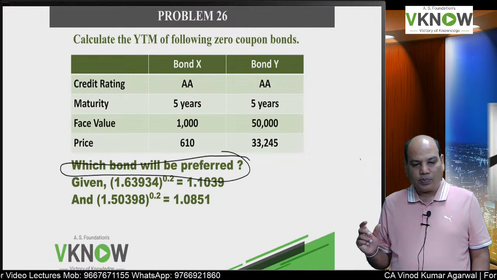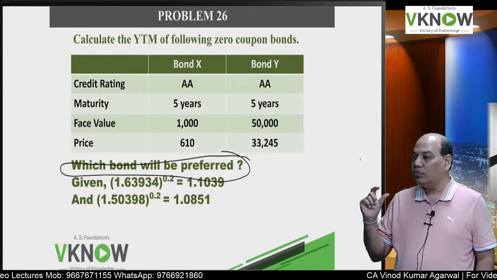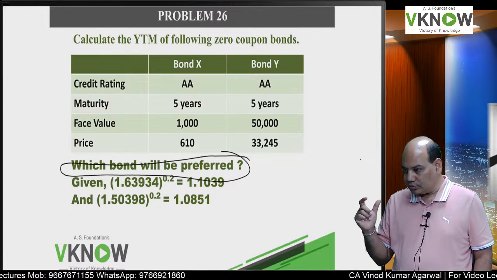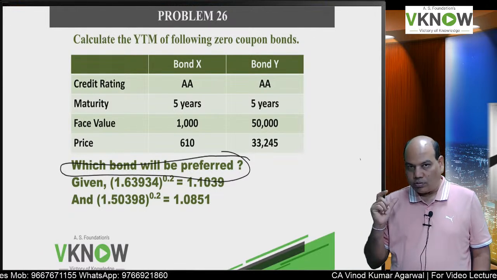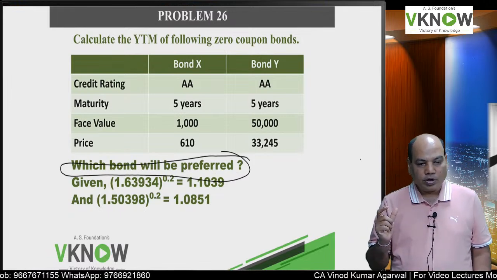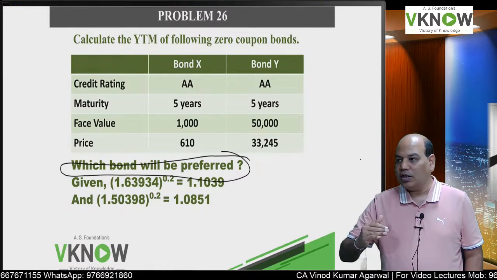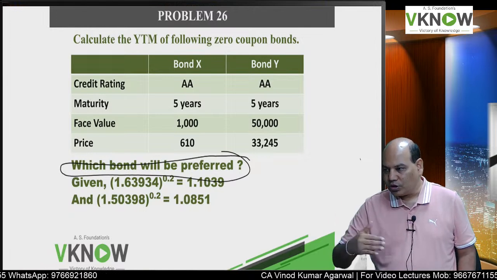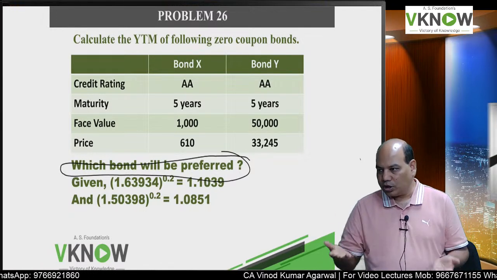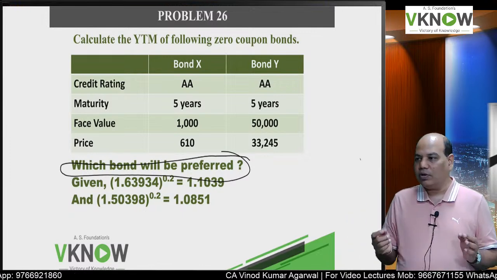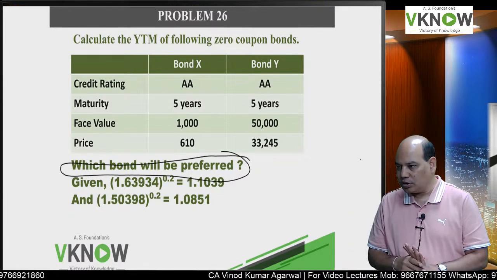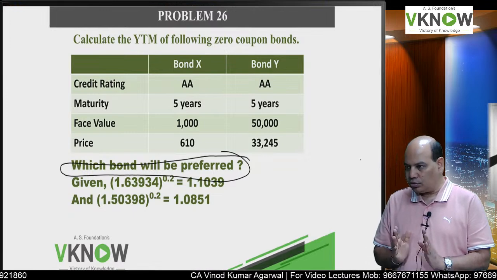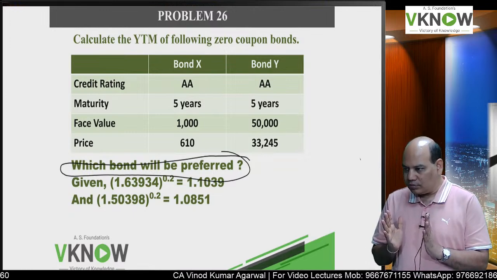So we have to compute the YTM of these two bonds. First we have to compute the YTM of these two bonds, and the one which has higher YTM is giving more return, so the one which has higher YTM will be preferred. Understood? So what I need to do? I need to find out their YTM.